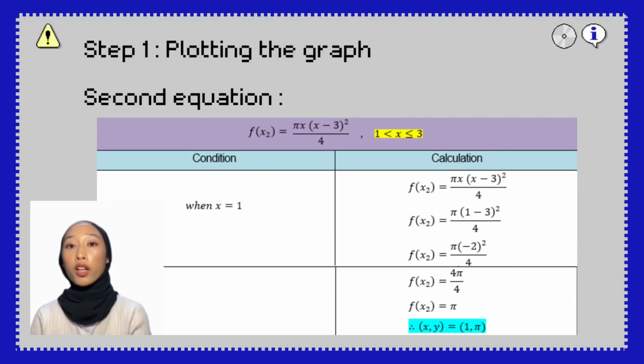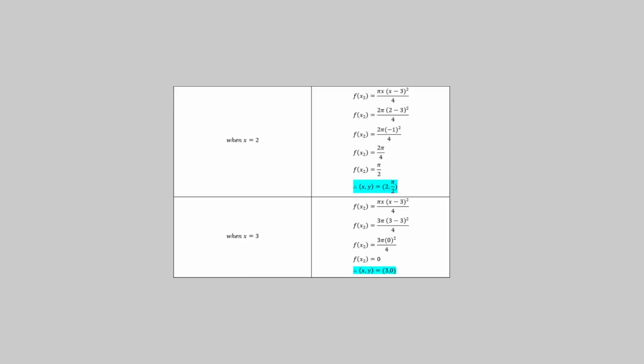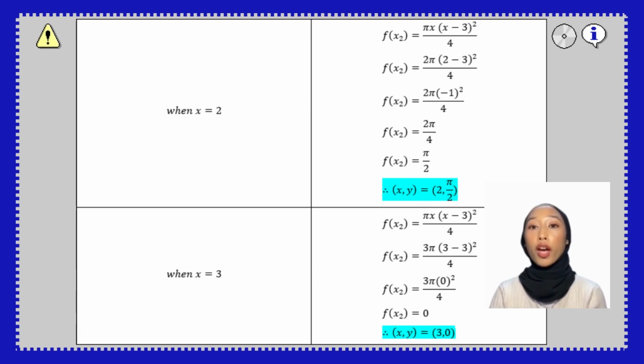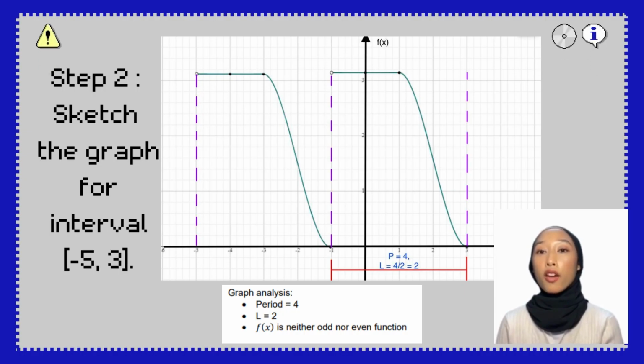Next, we will find the coordinates from the second equation, which is f(x) equals pi x minus 3 power of 2 over 4, with x values from 1 until 3. So we have to substitute the value of x with 1, 2, and 3, so that we will get the coordinates. They are 1 pi, 2 pi over 2, and 3, 0. Therefore, the graph will become a curvy line from the horizontal line at the f(x) axis until the x-axis.